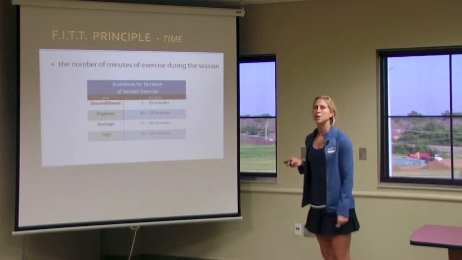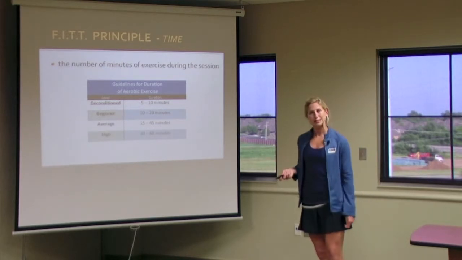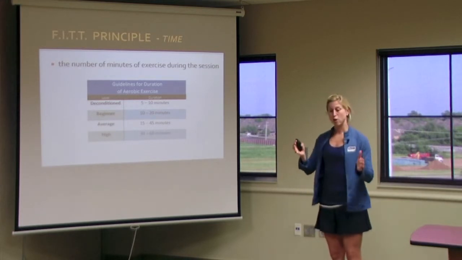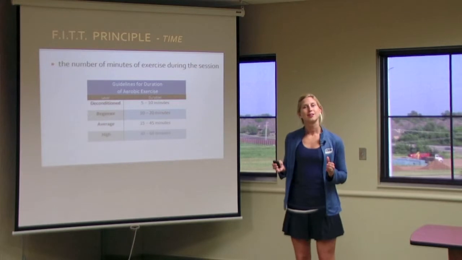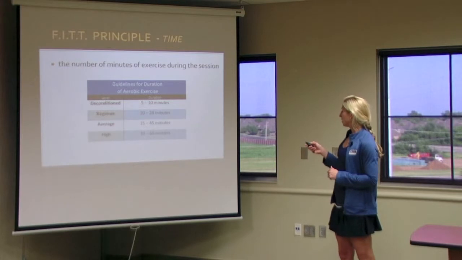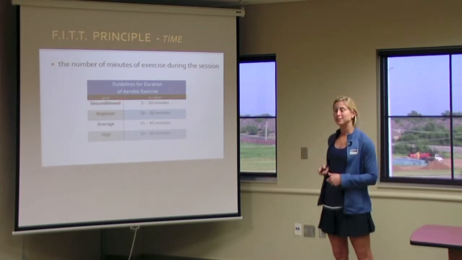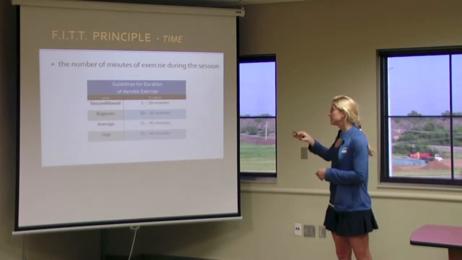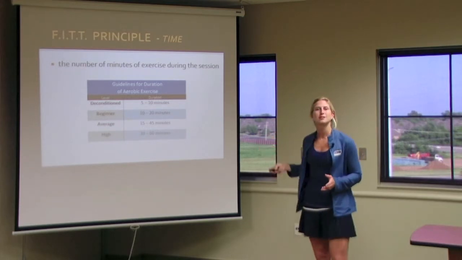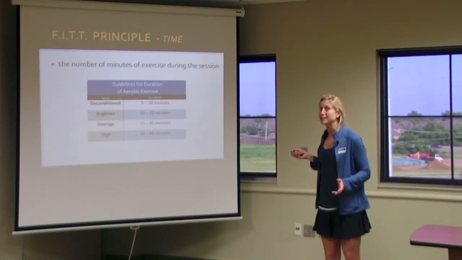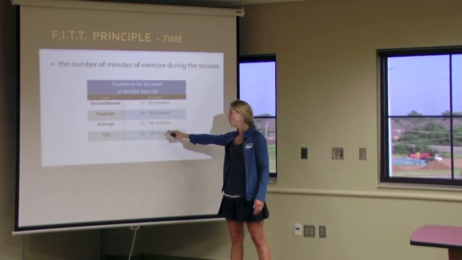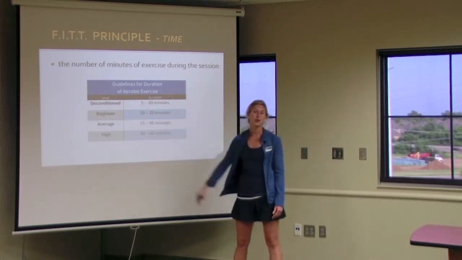The time refers to the number of minutes, not to be confused with frequency, which measured the number of days. So you can run 3 days a week for 30 minutes, and you want to increase your time. You'll add 5 minutes. Now on here, in your books, there is a table, guidelines of duration of aerobic exercise. This helps with the prescription of a new client that you have coming in. If they are completely deconditioned, you want to start them out with 5 to 10 minutes of aerobic exercise. 10 to 20 for a beginner, 15 to 45, 30 to 60 for high.